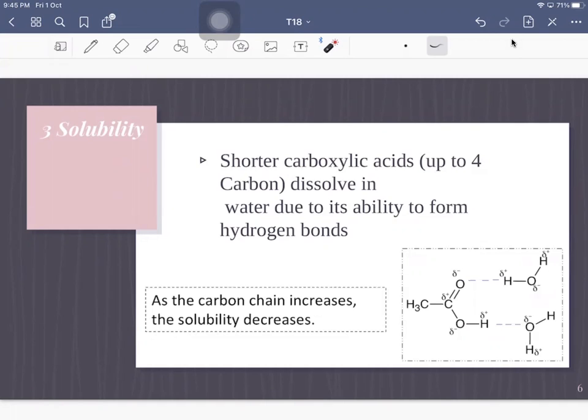Okay, this is because as the number of carbons or as the chain grows, the hydrophobic part of the molecule, the nonpolar part of the molecule, dominates. Okay, and once the nonpolar part of the molecule dominates, it may look like the molecule is nonpolar. Remember, water is a polar molecule, therefore it only reacts with the polar head of carboxylic acid. Okay, so this is the same case as alcohol as well.